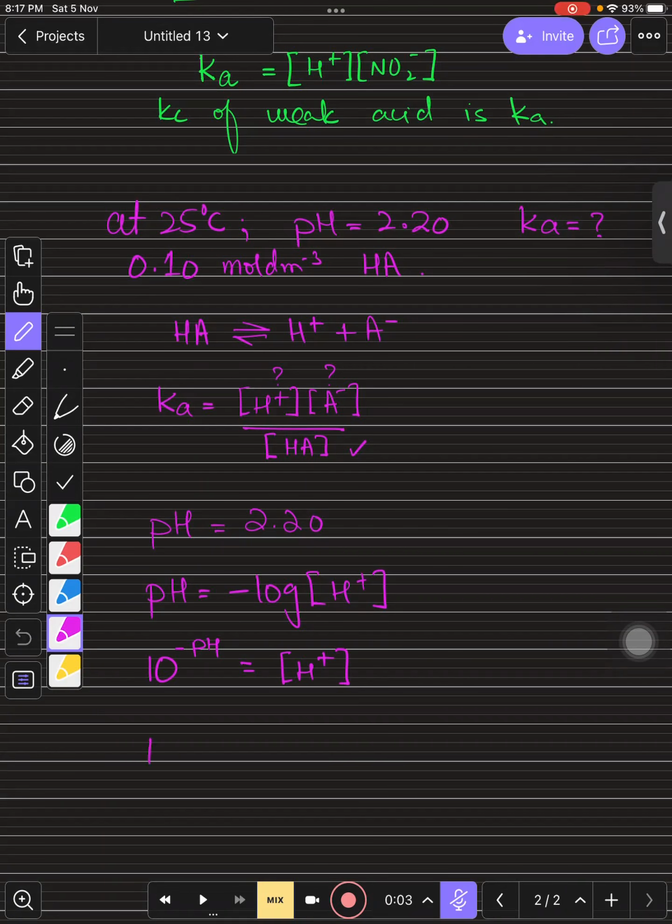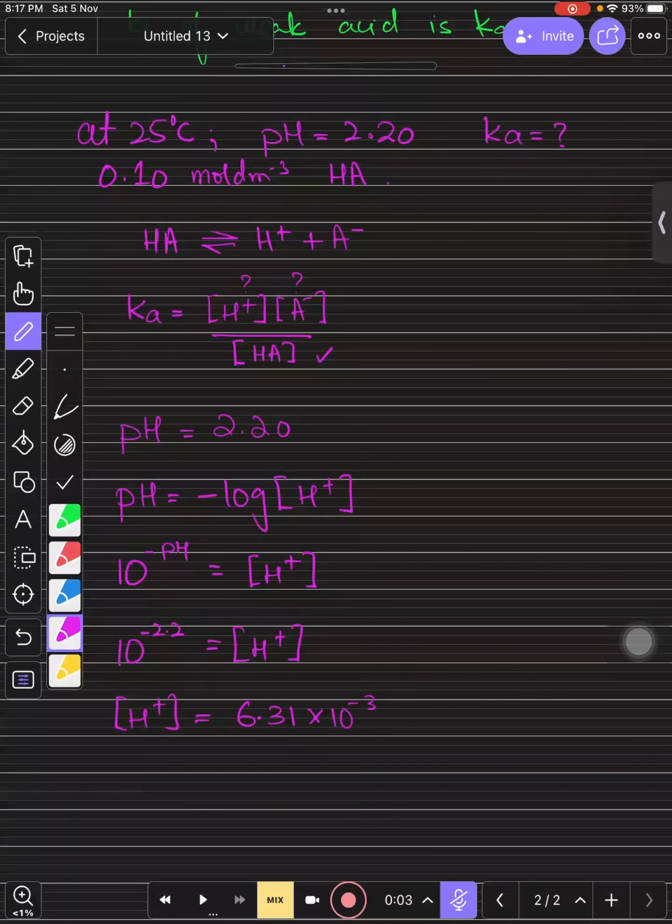And we know the pH. What is the pH? pH is minus 2.2, right? So it will be this, right? So if we solve this, what will be the answer? The concentration of H ions will be 6.31 into 10 raised to the power minus 3, right?